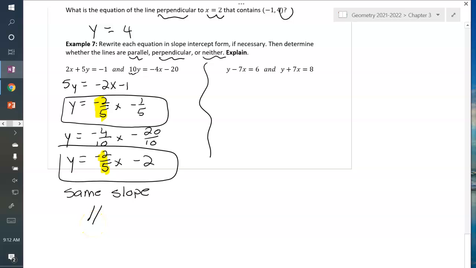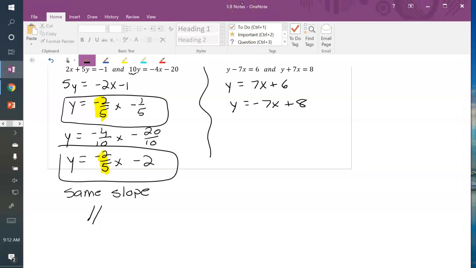Next one. Y minus 7x equals 6. Let's put that in slope-intercept form. I'm just going to add 7x to both sides. So y equals 7x plus 6. And then I have y plus 7x equals 8. I need to subtract 7x from both sides. So I get y equals -7x plus 8. There's my two equations. Now compare the slopes.